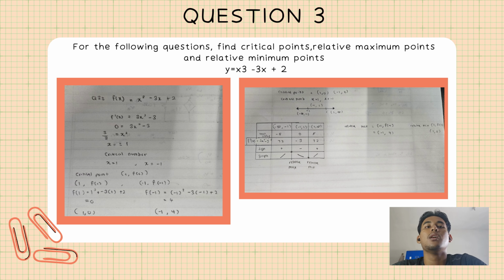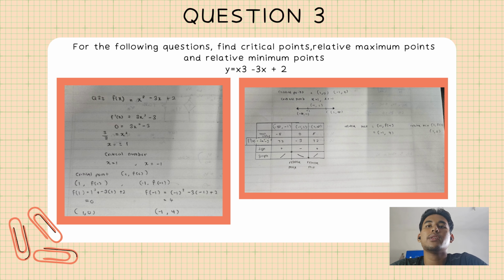and -1, f(-1). So we just put the value 1 into the equation, we got 0. And we put -1 into the equation, we got 4. So we know that there are 2 critical numbers, and 2 critical points also. Critical point (1, 0), and another one is (-1, 4).